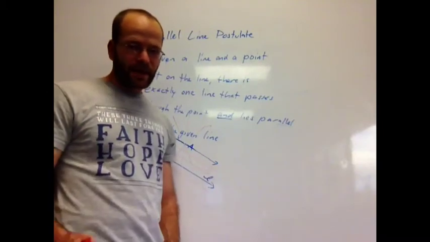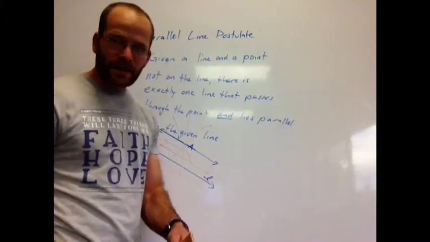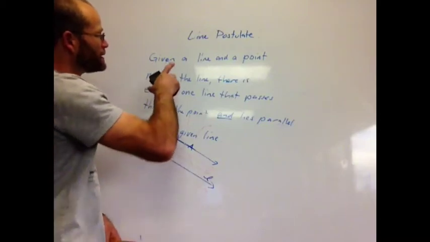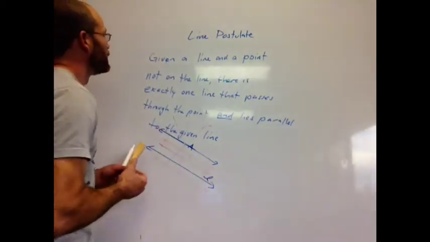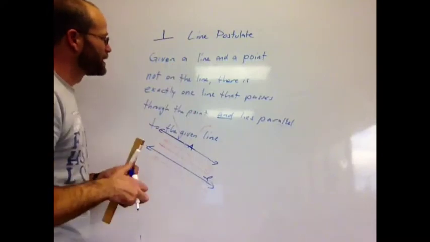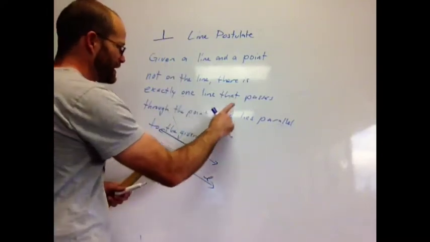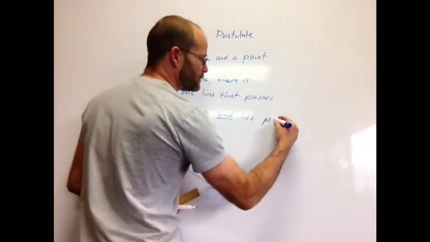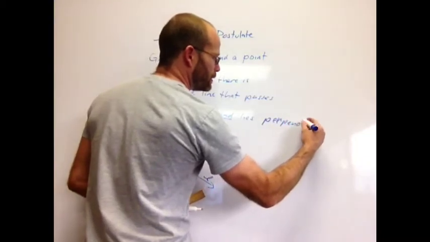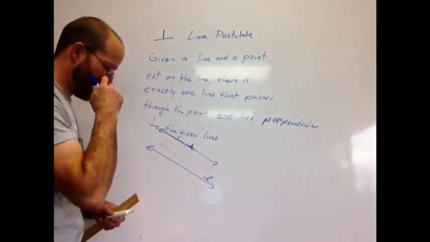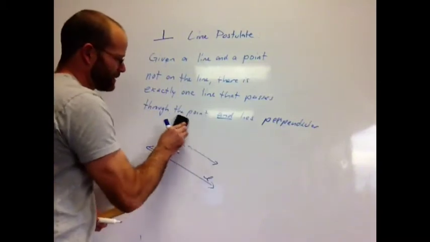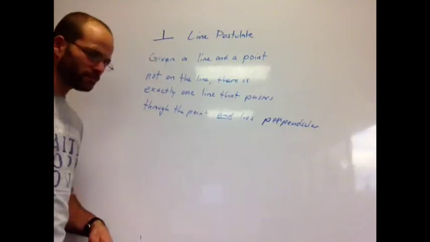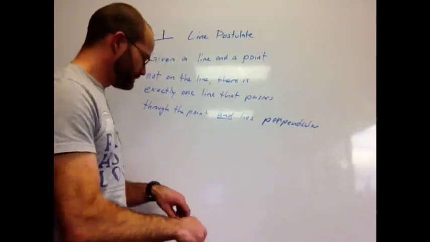The perpendicular line postulate is very similar. And to show you the perpendicular line postulate, I'll just erase some stuff here in the parallel line postulate and replace it. I'll now change this to read the perpendicular line postulate. Given a line and a point not on the line, there is exactly one line that passes through the point and lies, you guessed it, perpendicular to the given line. Let me just clear that up a little bit and see if we can make sense out of it.